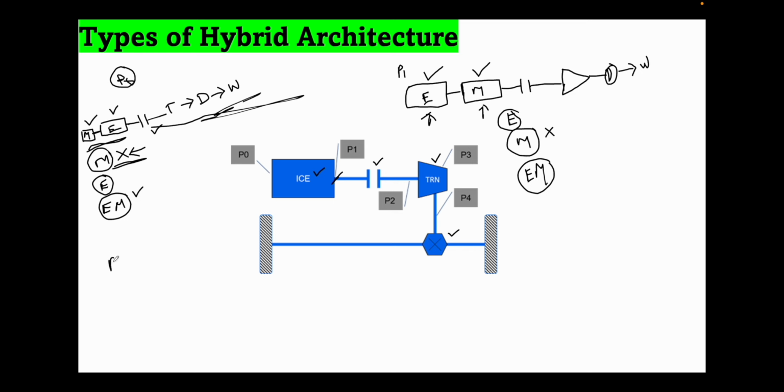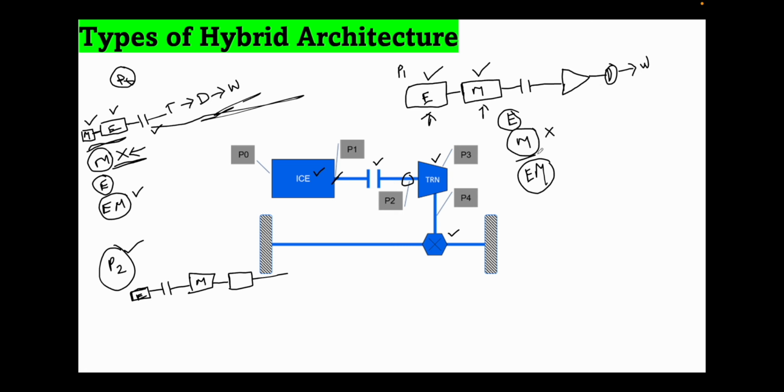Coming to the P2 configuration. So here we will have the e-machine. So this is the engine. You will have the clutch, and then you will have the machine or the motor, and then you will have the remaining part. So here you see the motor is being placed. So you will have the transmission here. This is the P2 architecture.